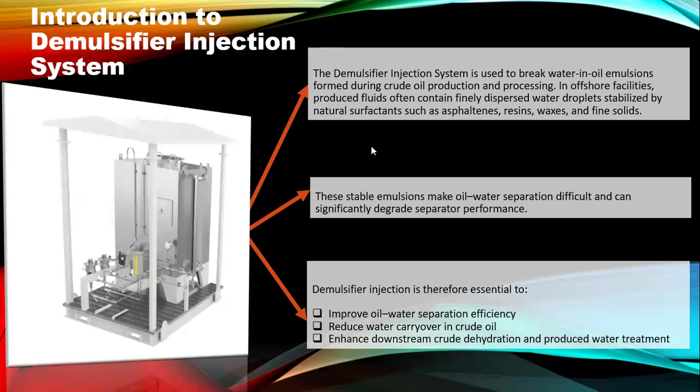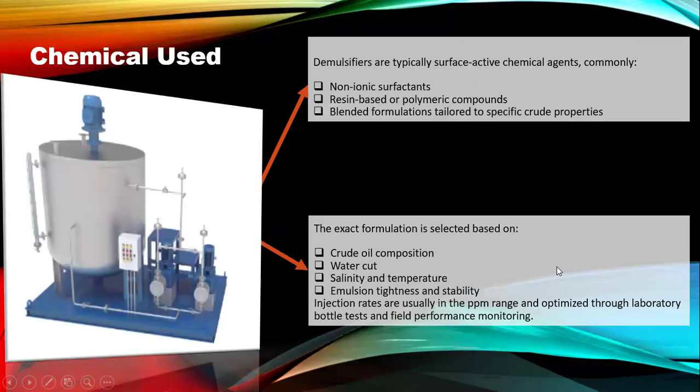Offshore facilities produce fluids that often contain fine dispersed water droplets stabilized by natural surfactants such as asphaltene, resins, wax, and fine solids. These stable emulsions make oil-water separation difficult and can significantly degrade separator performance. Demulsifier injection is therefore essential to improve oil-water separation, reduce water carryover in oil, and enhance downstream crude dehydration and produced water treatment.